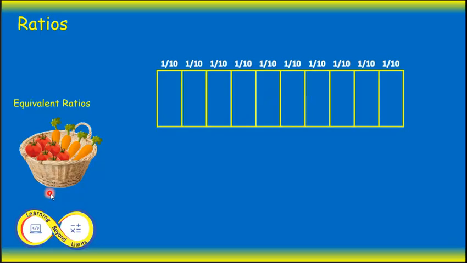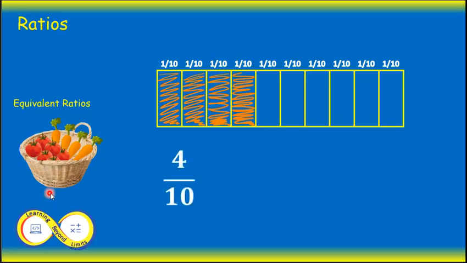Now, if we want to talk about the carrots to the whole, we're going to shade in 4 pieces to represent 4 carrots. And then we can use a fractional representation for that, 4/10. Remember, we can use fractions to represent ratio. Now, we have 4/10. What if we wanted to write this as an equivalent fraction?